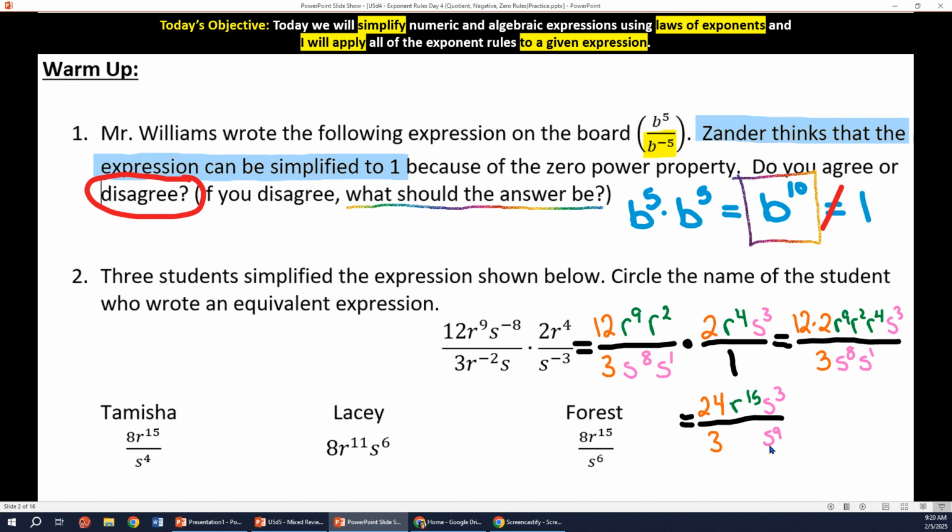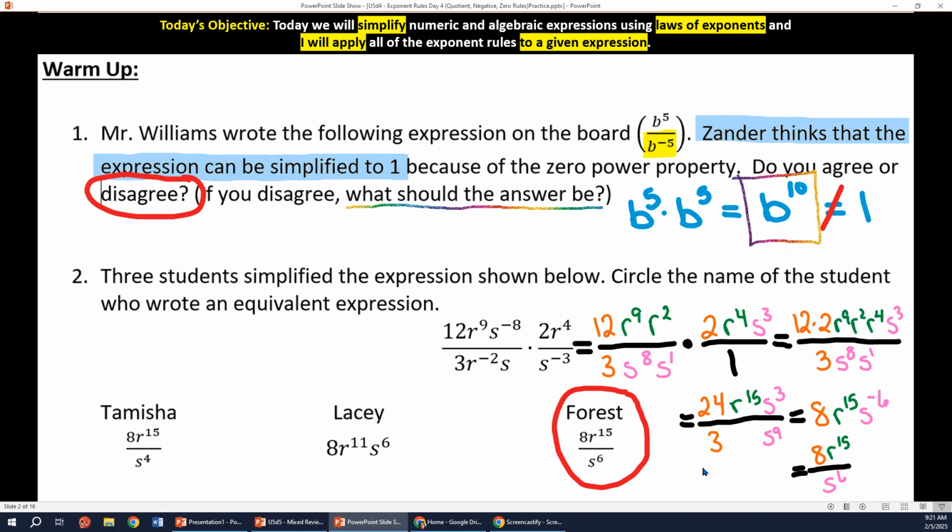And we're going to do our subtraction here. Our quotient rule says 3 minus 9, which is negative 6. So I have 8 and negative 6. My r doesn't change. And then that negative 6, I'm going to move that to the other side of the fraction and put it underneath. So I end up with 8 r to the 15th over s to the 6th. When I look at Tamisha, Lacey, and Forrest, I can see that Forrest has the correct answer.